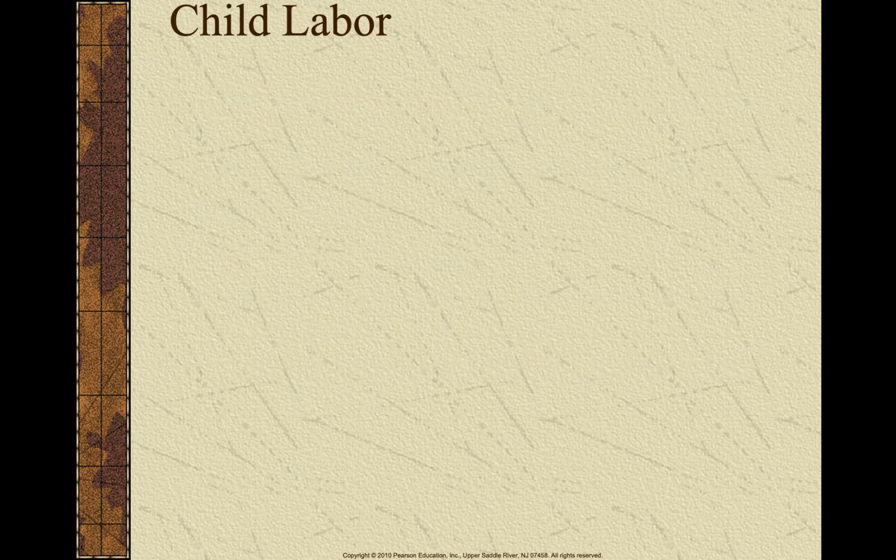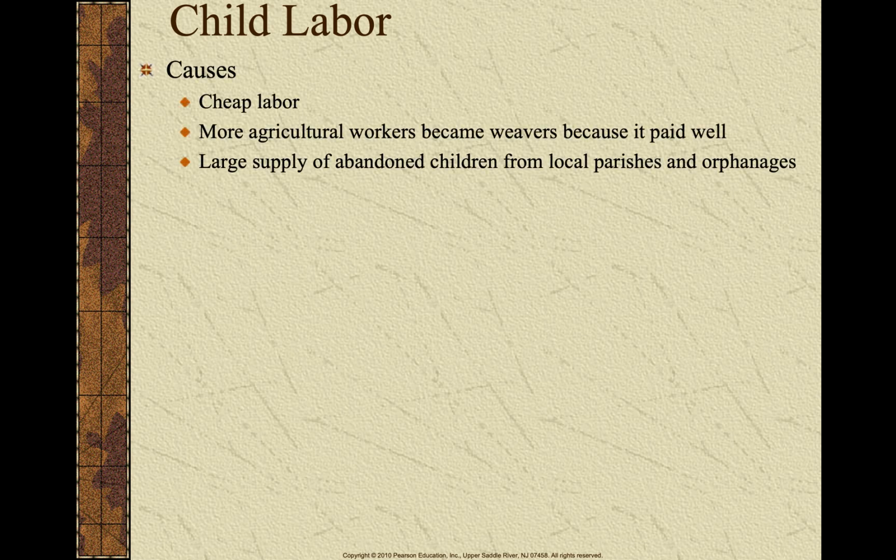But I want to talk about child labor, ladies and gentlemen. One of the biggest implications of the Industrial Revolution is the exploitation of child labor. Now, there are a lot of causes for child labor within the Industrial Revolution. One, cheap labor, okay? Children can be hired for much cheaper wages than men and women. More agricultural workers are going to become weavers because it paid well, and there's going to be a large supply of abandoned children in parishes and orphanages, as we see increasing urbanization. So it's really important to understand that there's going to be a huge supply of child labor, all right, of children.